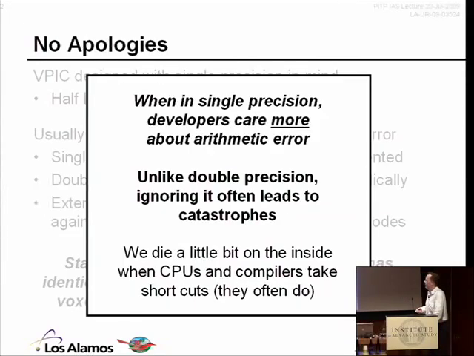And let me preach a little here from the soapbox. An attitude I often see from compiler writers, hardware designers, and also in other areas, people assume that if you're using single precision, you just don't care about arithmetic error. The actual opposite is true. If you're in single precision, you care far more about arithmetic error because unlike double precision, if you ignore it, it will lead to catastrophes. And if you look under the hood of CPUs, processors, GPUs, whatnot, they often take shortcuts, particularly in single precision, and I've lost too much hair over it.